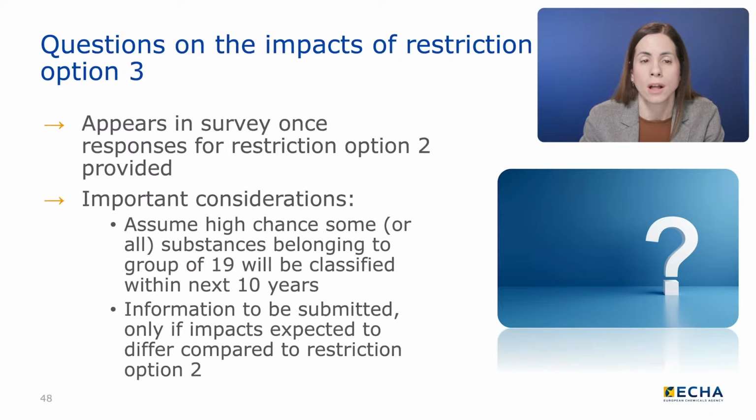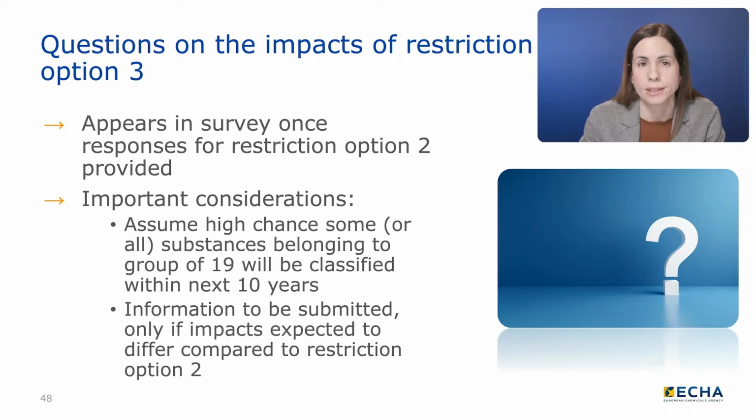In the end, once you have completed the survey for restriction option 2, you will receive 1 question on the impacts of restriction option 3. So, when responding to this question, please assume that there is a high chance that some or all of the substances that belong to the group of 19 ABFRs will in the future be classified as PBT or vPvB within the next 10 years.